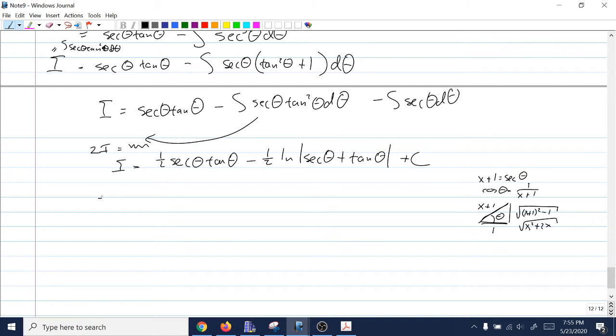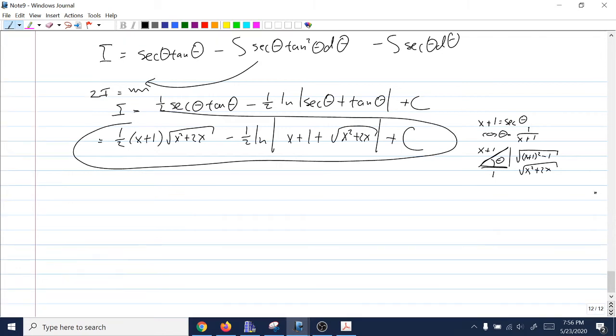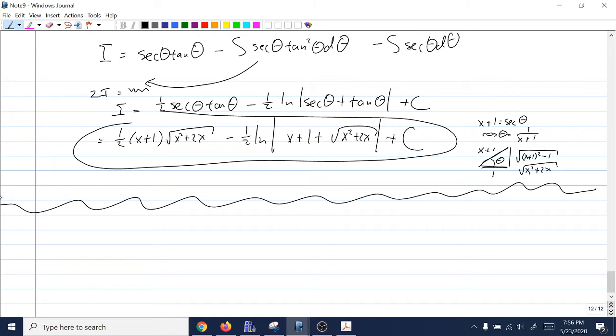So I get 1/2. Secant theta is x plus 1. Tangent theta is opposite over adjacent, root x squared plus 2x, minus 1/2 natural log absolute value of secant theta, which is x plus 1, plus tangent theta, which is square root x squared plus 2x. You get this really elegant answer that has no trig in it at all. Feels so weird that this was mostly a trig problem.